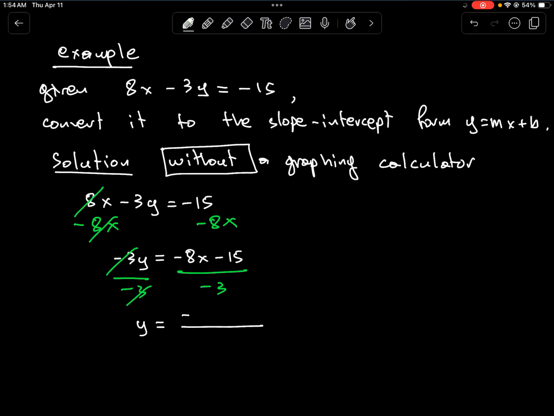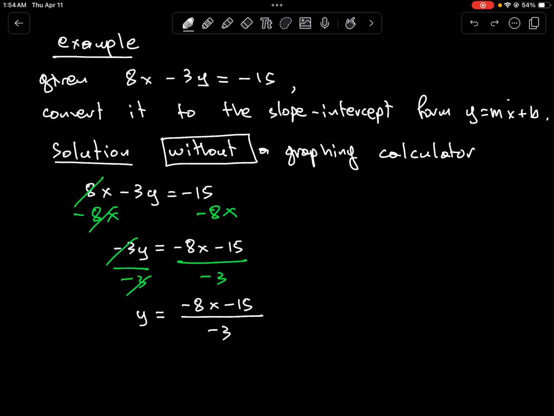Okay, my first goal was to isolate y. It is isolated. On the other side though, it needs to be 2 terms that are added, and here I have a big fraction. How do I proceed? Okay, I'm going to break this fraction into 2 single fractions, like that.